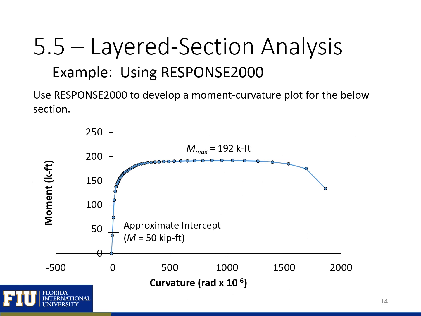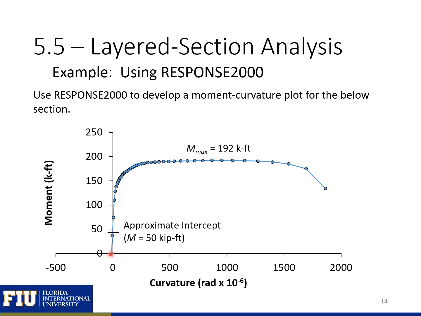Using Response 2000, we can develop a moment curvature plot for the section on the previous slide. And we can develop moment curvature plots for any type of section with any reinforcement and with different applied axial loads. So you can see that the curve here looks pretty similar to other reinforced concrete moment curvature plots. The difference is you can see that the intercept at zero curvature is under a positive moment.